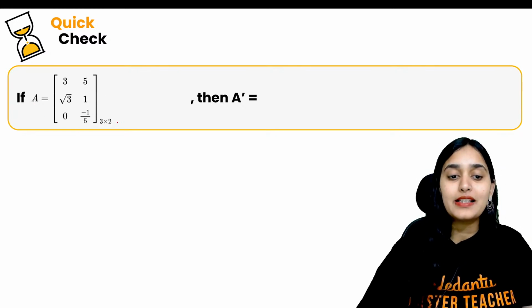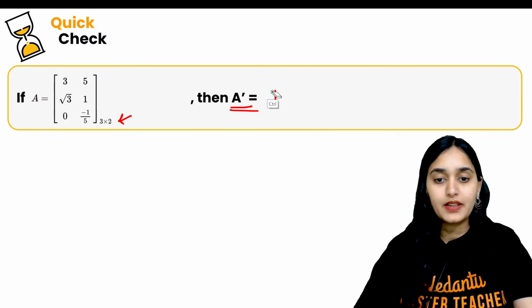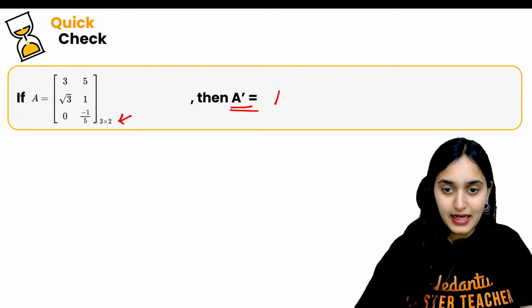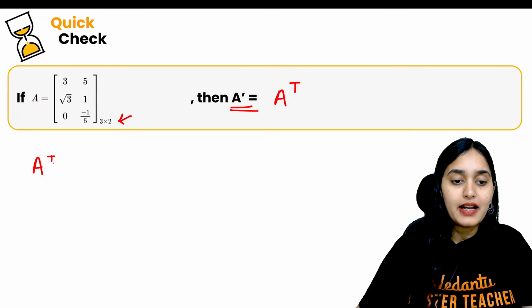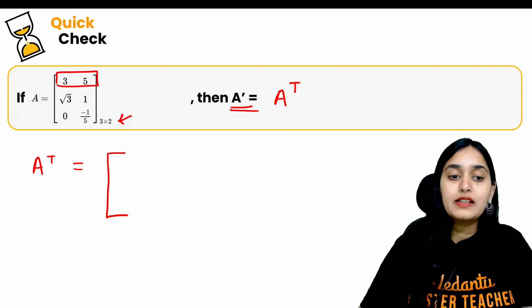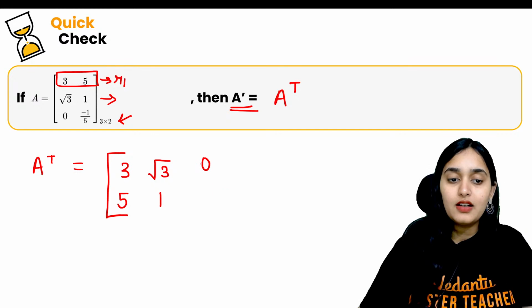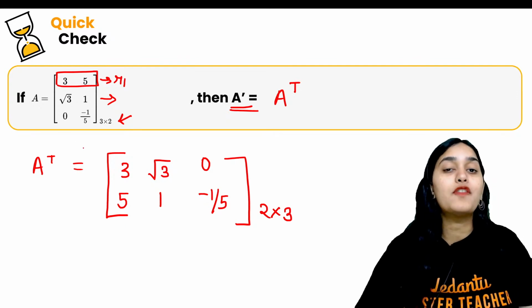Suppose I have a matrix A of order 3 cross 2. What is A dash? A dash is basically A transpose. So what will be A transpose? Nothing but write the rows as the columns. Row number 1 becomes column number 1, row number 2 becomes column number 2, row number 3 becomes column number 3. Like that, I have a 2 cross 3 matrix now, which is the transpose of the given matrix.